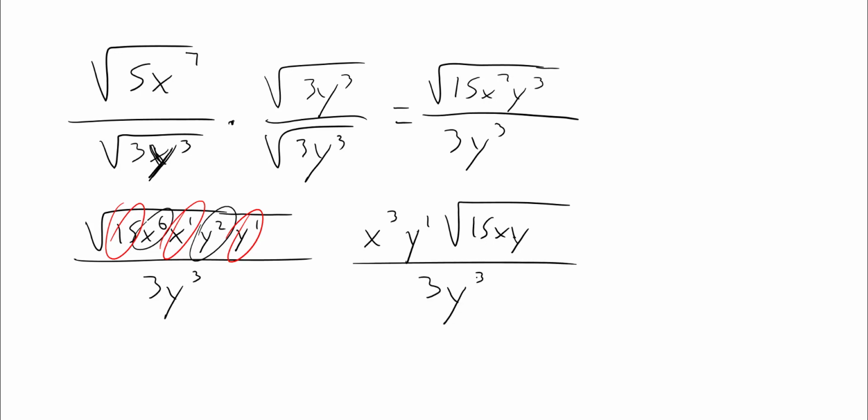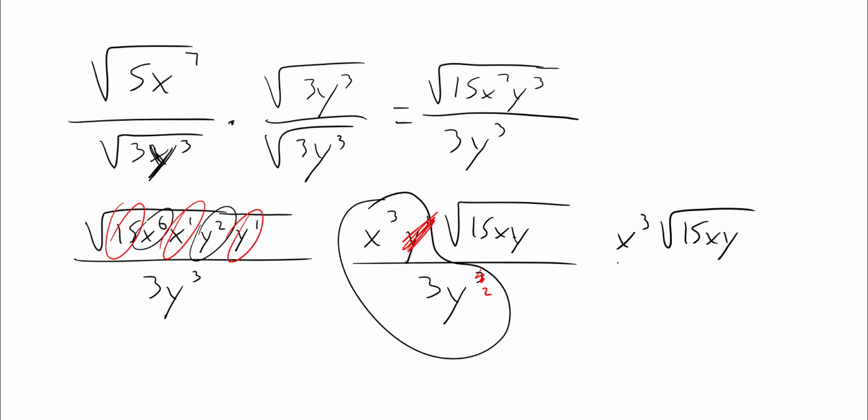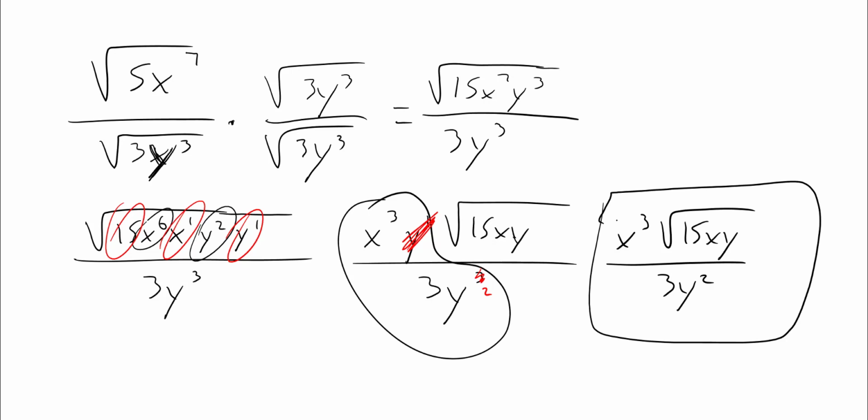Now what's the last thing I can do? Remember, I can't cancel anything out with that because that's outside the square root of the bottom. All right? So what can I take out of here? Well, you guys should say, oh wait, this is y to the 1, so I can cross this off, and that becomes y squared. Right? The bottom wins. If you do battle, the bottom wins by 2. So my final answer for this problem is x cubed times the square root of 15xy over 3y squared. Okay? All right, so that's it with square roots.